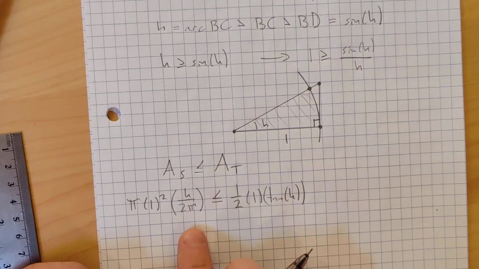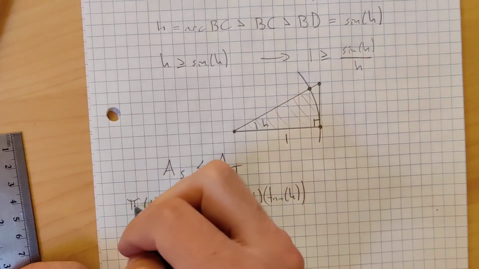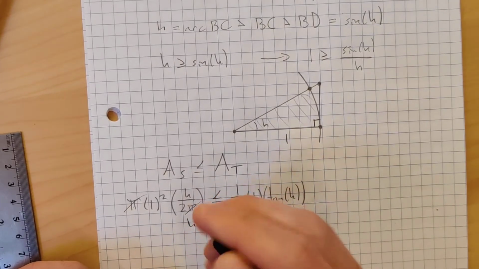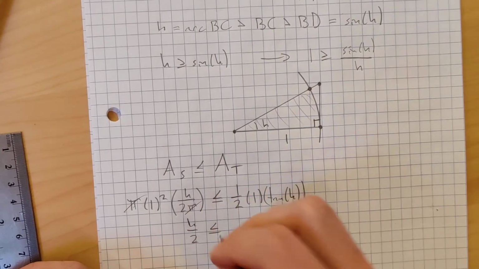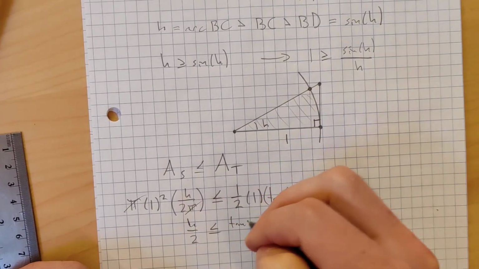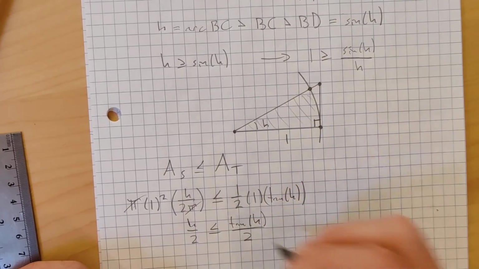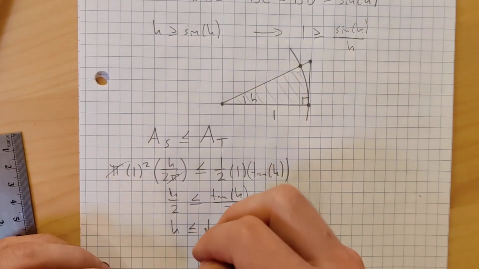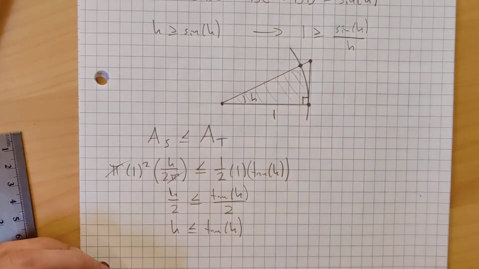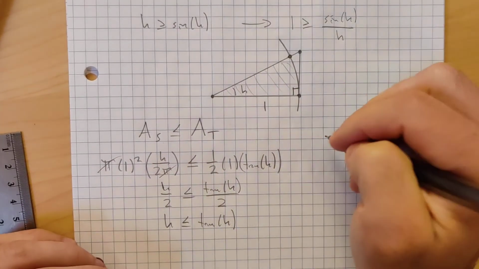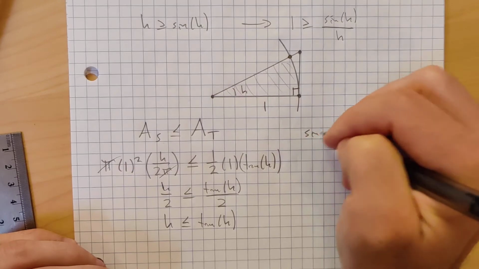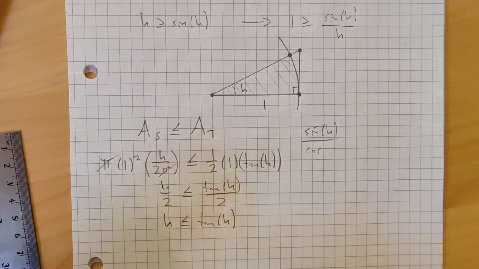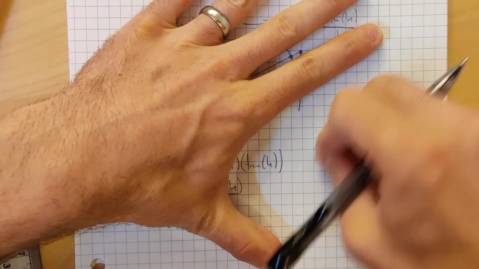Okay. So now, simplifying each side, these pi's will cancel out, right? 1 squared is 1. So we're just going to end up with h over 2 over here. And we're going to end up with tan h over 2 over here. In other words, we have h is less than or equal to tan of h. And tan of h is the same as sine of h over cosine of h. Oh, whoops, I want the h to still be on the left.